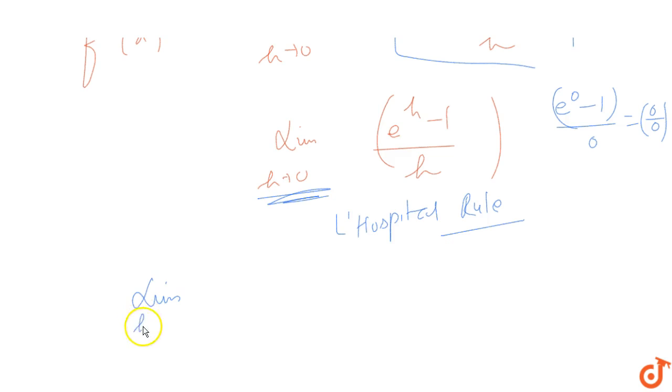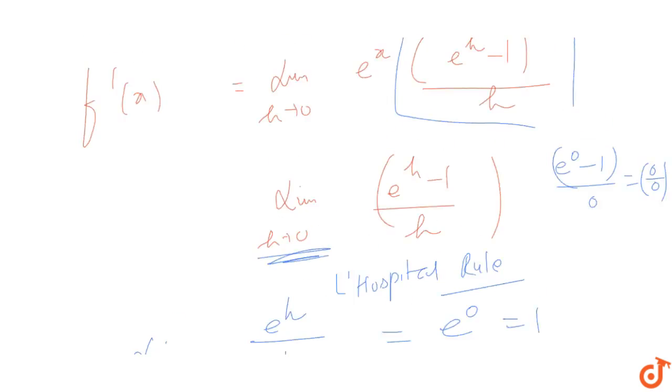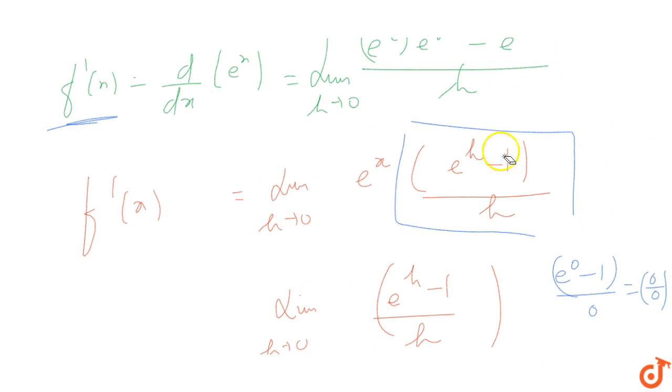So after doing this, limit h tends to 0, differentiation of e raised to power h minus 1 with respect to h would be e raised to power h, and differentiation of minus 1 would be 0, and differentiation of h would be 1. And now we will put h equals to 0 here, so e raised to power 0 equals to 1. So what do we see here? We saw that the value of limit of this function is 1.